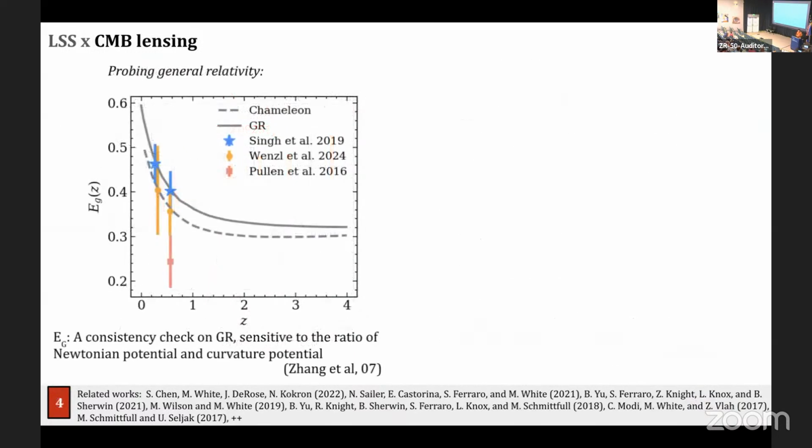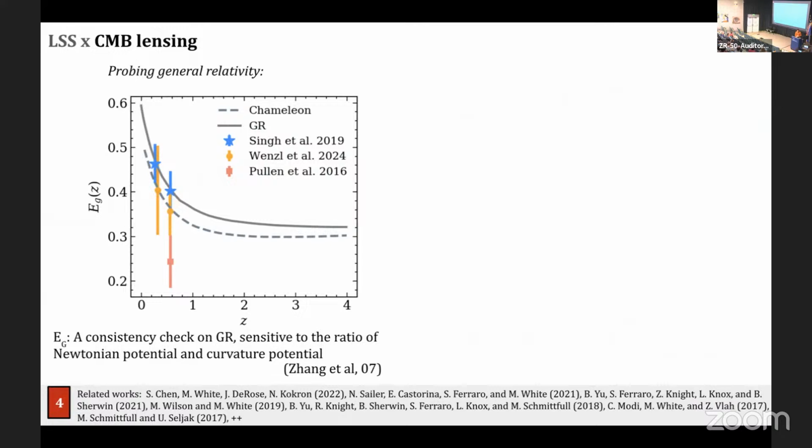In addition, of course, you can do cross correlations with CMB lensing and galaxy surveys. One can probe general relativity, for instance, this EG parameter that provides a consistency check on GR, which is sensitive to the ratio of the Newtonian potential and the curvature potential, which deviations from GR have predictions for that extends to higher redshifts. So with a survey like Spec S5, we can also measure this parameter to higher redshifts, putting more stringent constraints on deviations from GR.